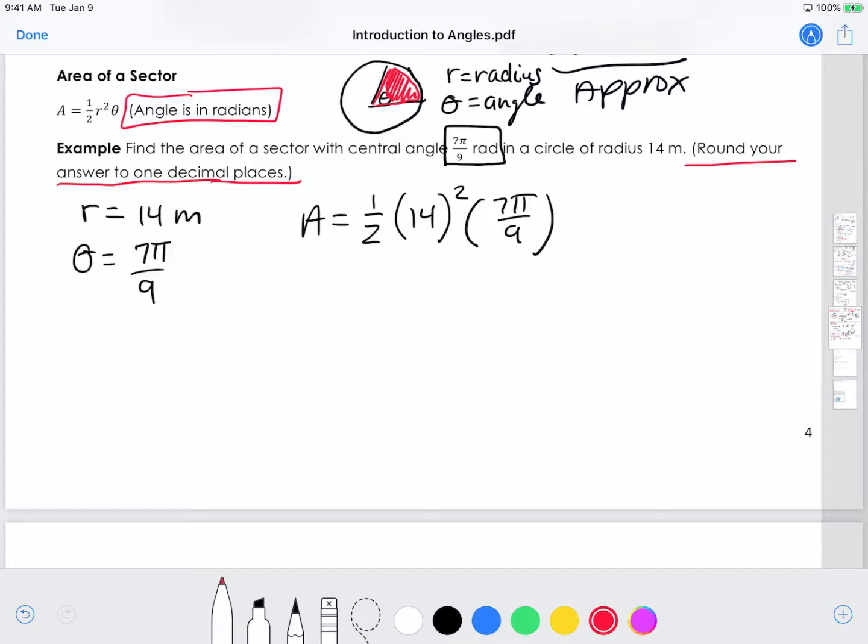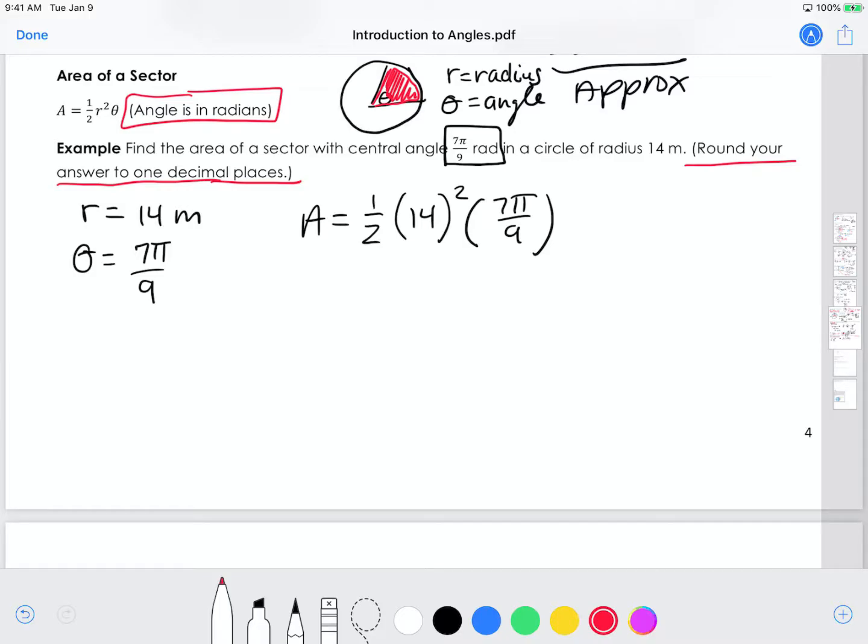Now, when you're asked to give an approximate answer, make sure you don't round each step. Make sure you put it all in your calculator at once. That way, if you round intermediate steps, by the time you get to the end, you're going to have rounded so much it's going to throw off your answer. So make sure you don't round until the very end. You should only have to round once. So put it all in your calculator at once.